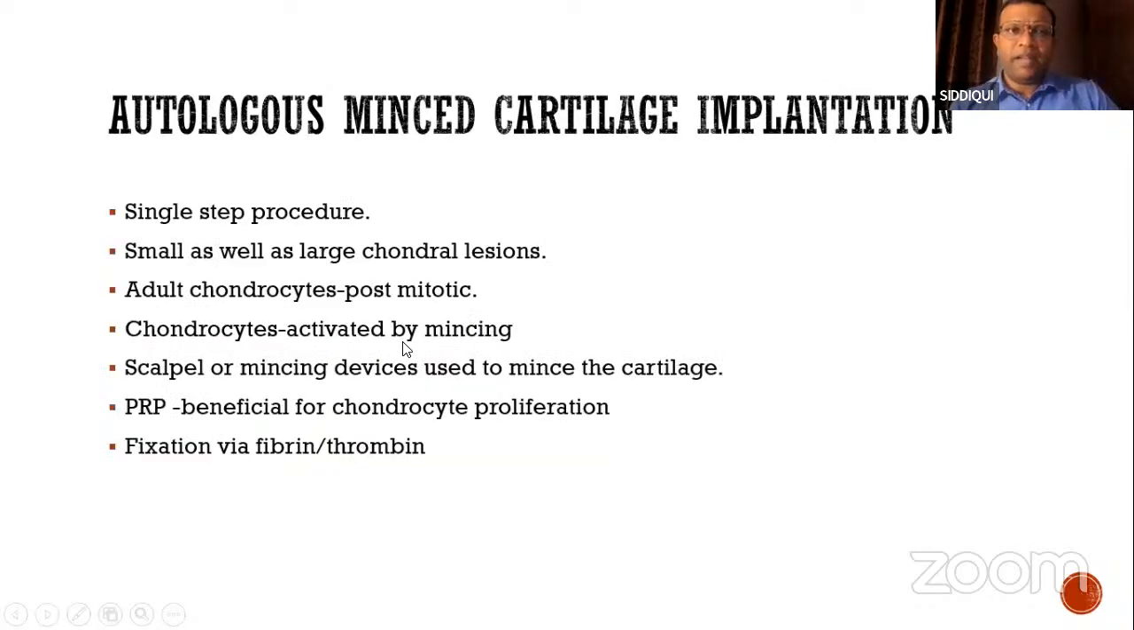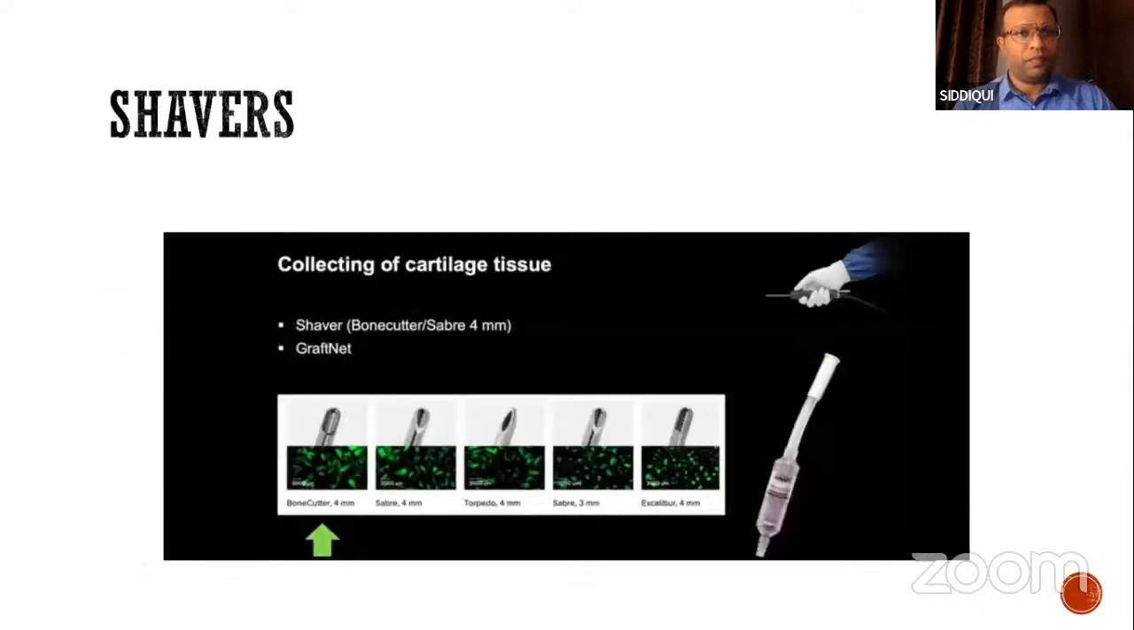Autologous minced cartilage implantation is a single-step procedure. Small as well as large chondral lesions can be addressed. How large a lesion can be addressed is not defined. Adult chondrocytes are in a post-mitotic stage. Chondrocytes are activated by mincing. Mincing can be done by a scalpel or a mincing device like a shaver. PRP is beneficial for chondrocyte proliferation. Fixation is via fibrin-thrombin glue.